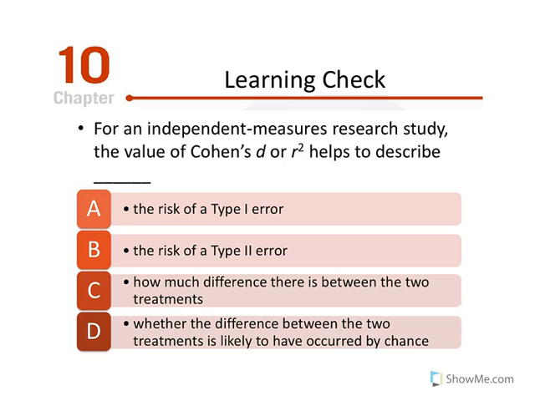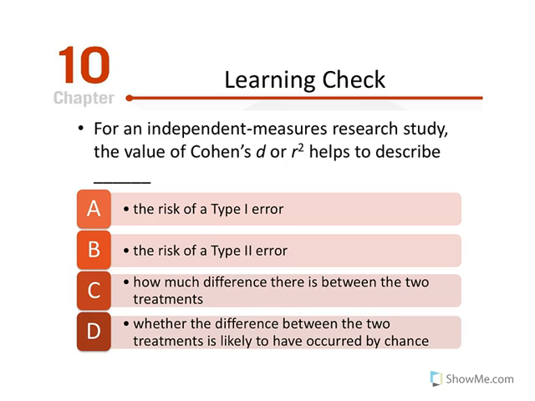Let's consider this statement. For an independent measures research study, the value of Cohen's d, or R squared, helps to describe, and we'll fill in the blank. Again, Cohen's d and R squared are measures of effect. So A and B are kind of similar. They say the risk of type 1 error or the risk of type 2.